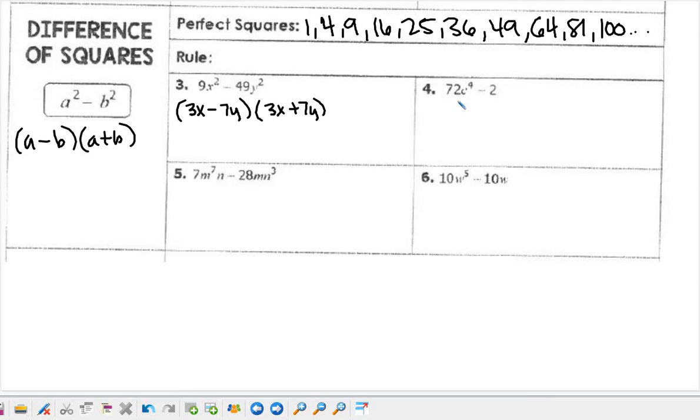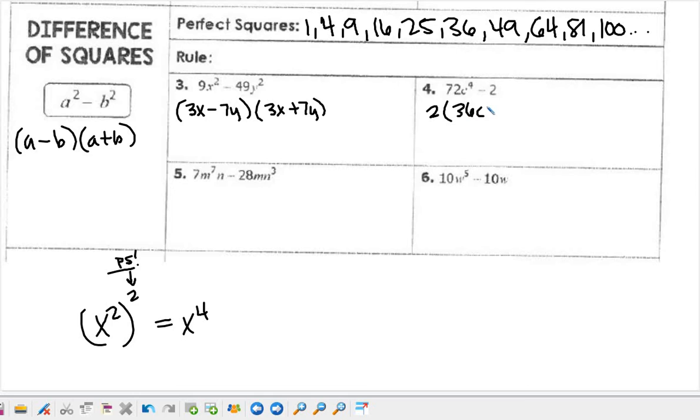So number 4, even though this is a fourth power, is a perfect square. So x squared, which means perfect square, right? Perfect square is x to the 4th. So it is a perfect square. However, 72 and 2 are not. So that would either mean it's not a difference of perfect squares, or I have a GCF that I need to take out. So obviously these are both divisible by 2, so I'm going to take out a 2.